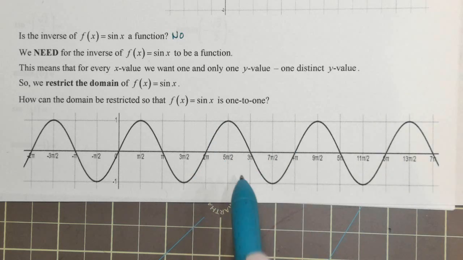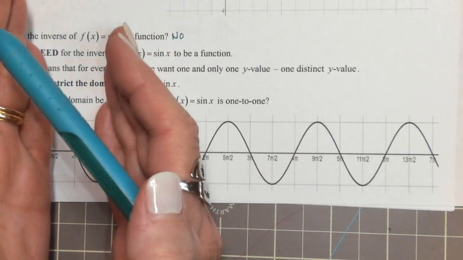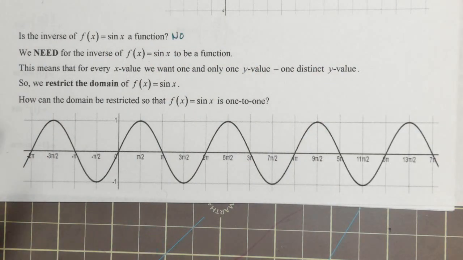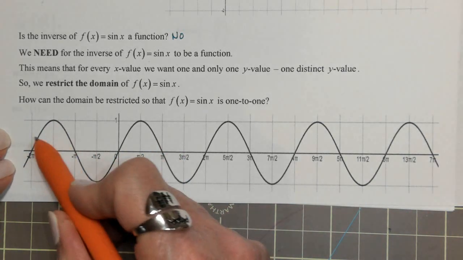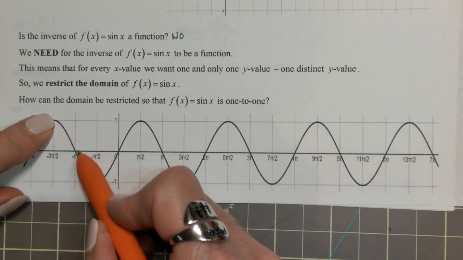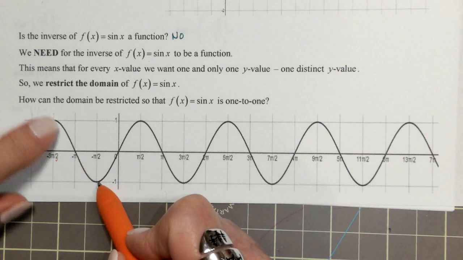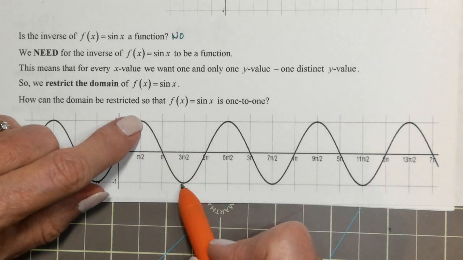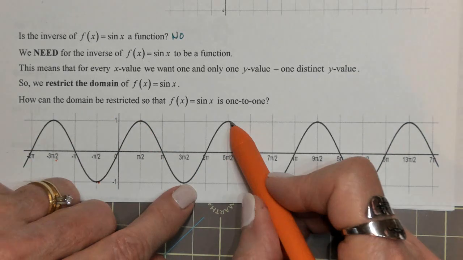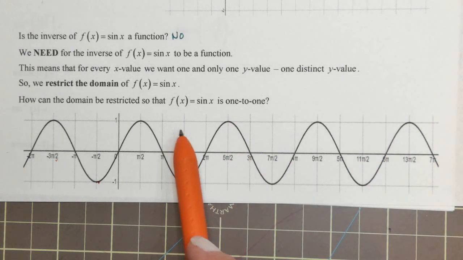So the question is, where do you restrict it? Where do you cut it so that it would be 1 to 1? We only want one section where it's 1 to 1. So where would that be? Well, it would not be over here because that would not pass the horizontal line test. It could be here, going from negative 3 pi over 2 to negative pi over 2. It could be from negative pi over 2 to pi over 2, or from pi over 2 to 3 pi over 2, or 3 pi over 2 to 5 pi over 2. There are lots of sections that we could restrict this to where sine x would be 1 to 1.